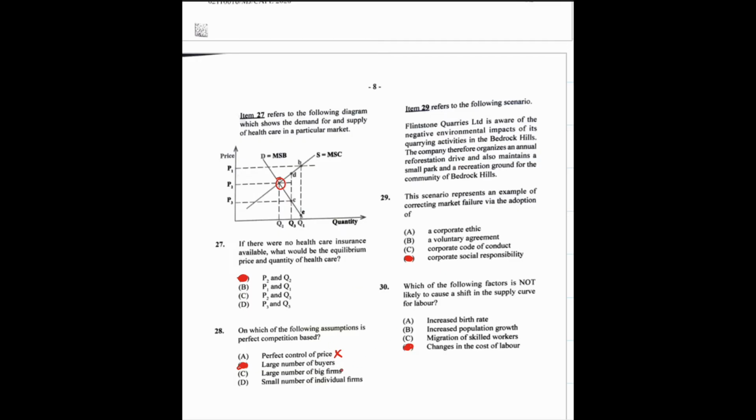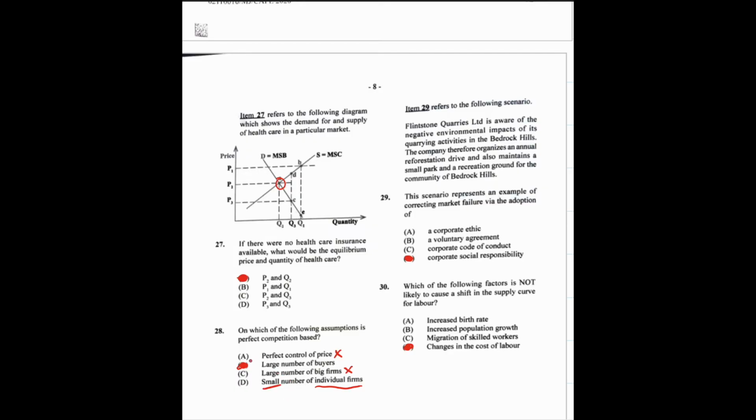That is not true. There's a large number of firms, but they're very small. They don't have a lot of market share. And then D says it's a small number of individual firms. No, there's actually many buyers in the perfectly competitive market. It's just that there are individual firms, but there isn't a small number. If they said large number, then that answer would be right.